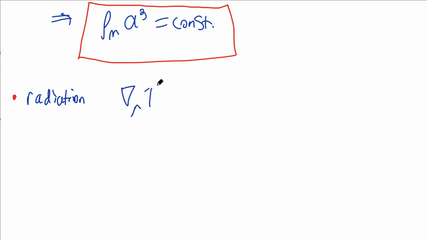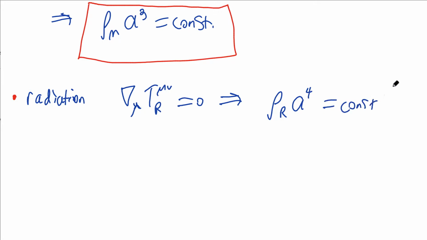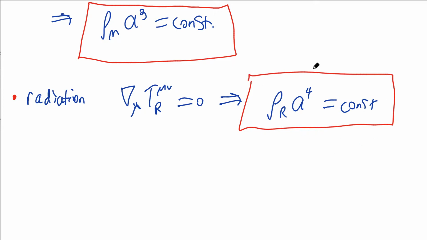So del mu T mu nu for the radiation equals 0. And the result of the analysis, it's straightforward, is that rho radiation times A to the 4th is equal to a constant. Now this result also has a simple interpretation. It tells us that as the universe expands, the density of radiation decreases as 1 over the volume.